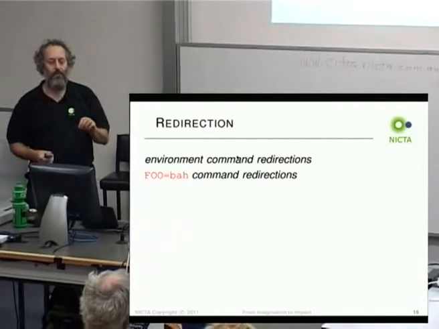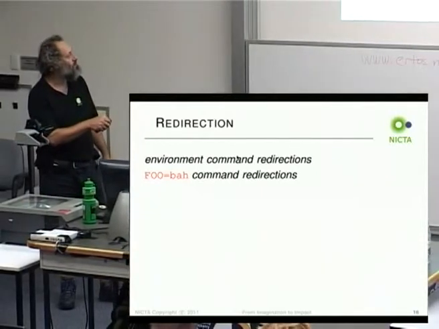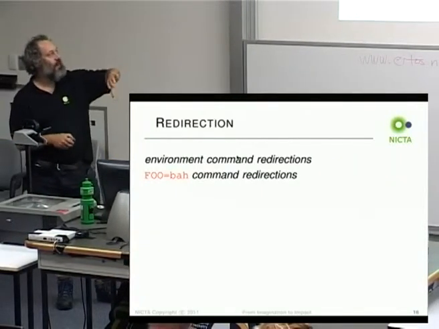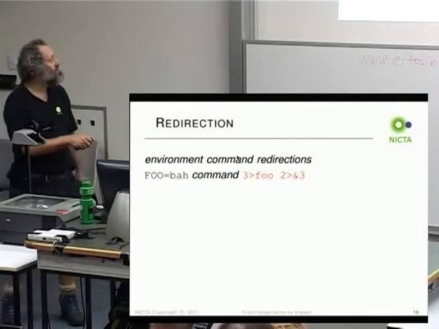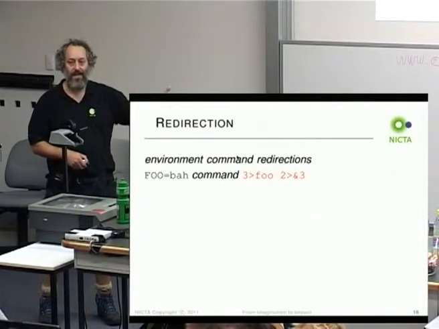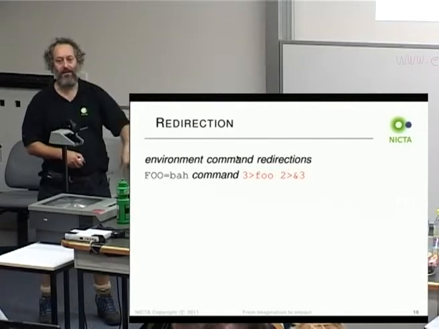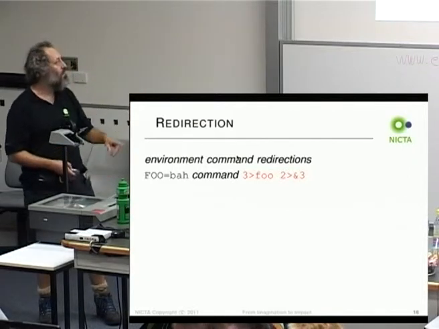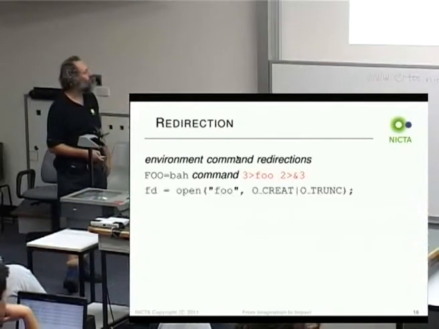The standard form of a command is environment variable settings, like foo equals bar, the command itself, and then redirections. So here's a couple of redirections. This one uses 3 and 2. So 3 gets created for this case. And then inside the command, if you write to file descriptor 3, it will end up on that stream. Don't worry about the exact syntax. We'll go into it in more detail. But that's the general form.